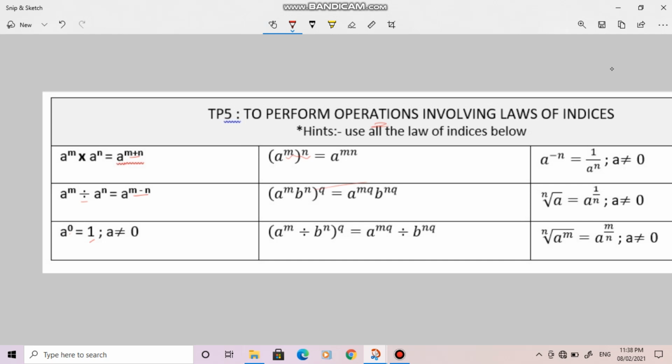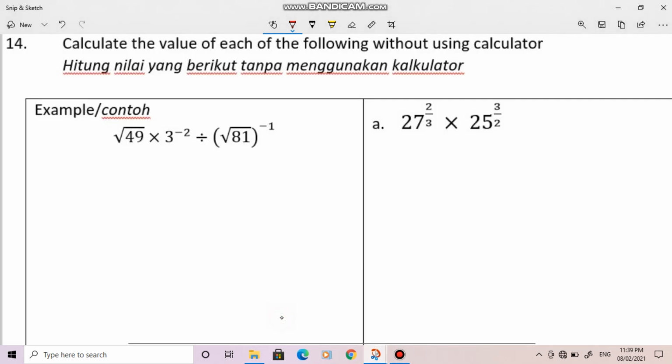And nth root of a is equal to a power of 1 over n. And you must know that a power of 1 over n is the nth root of a. Okay. And the nth root of a power of m is a power of m over n. Okay, so let me show you a few examples.